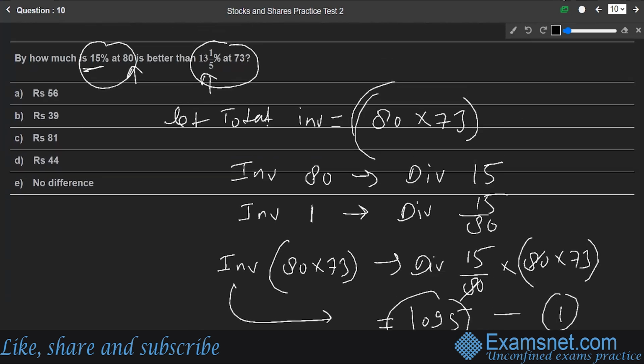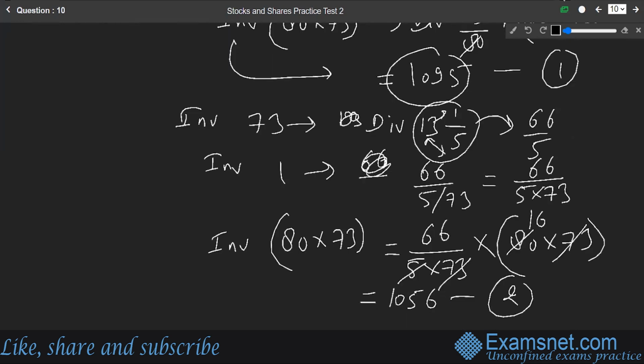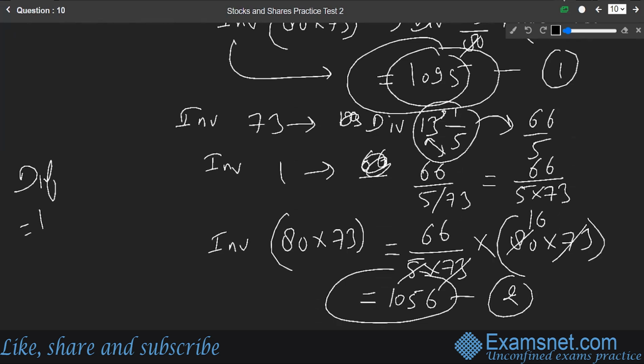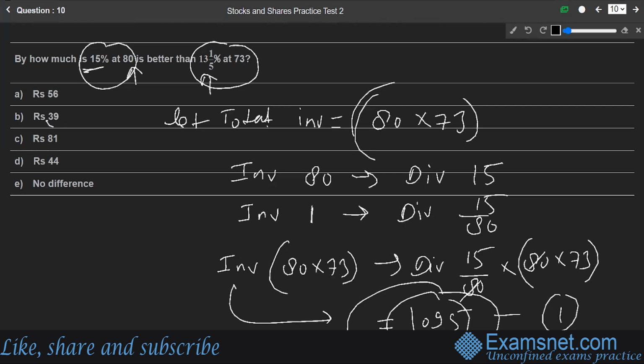Now he asked how much better the first scheme is than the other. The first scheme is offering a dividend of 1095, the second 1056. So the difference is what they are looking for. The difference is 1095 minus 1056. If we subtract, we get 39 rupees. That is the betterment or the difference. Let us see where it is available in the options. It is available as option B, which becomes the right answer for us.